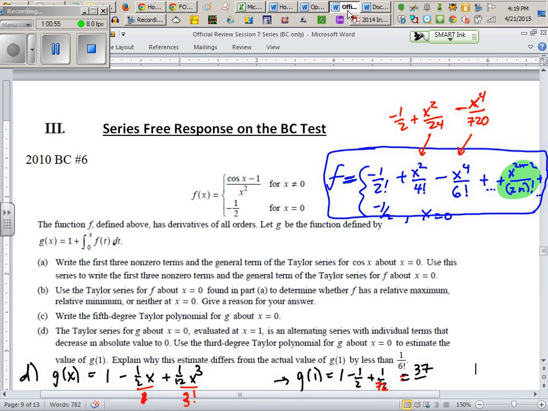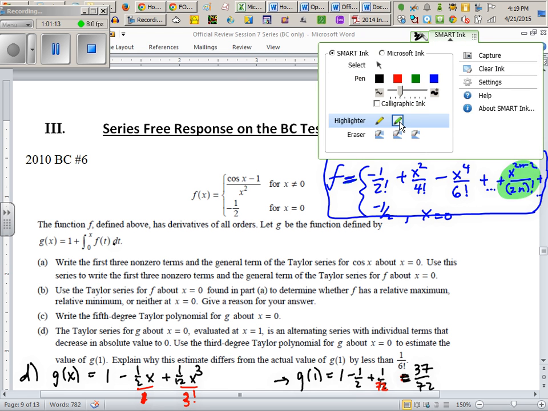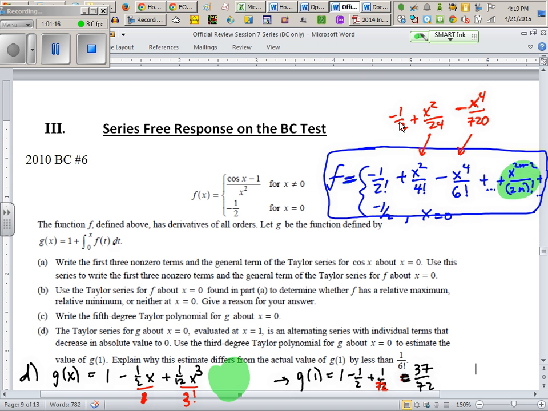Can someone verify that? 72 minus 36, add 1. I think that's right. Okay, now what is the error? Well, the error would be the next term, right? The first neglected term in this series was that x to the 5th term, so the first neglected term was the minus 1/30th x to the 5th. Since this is an alternating series, that would be your error.